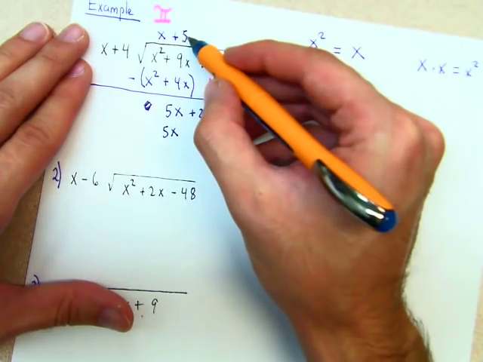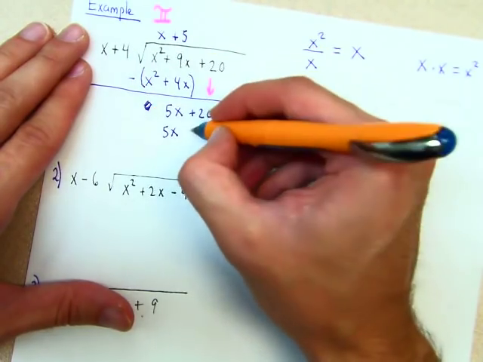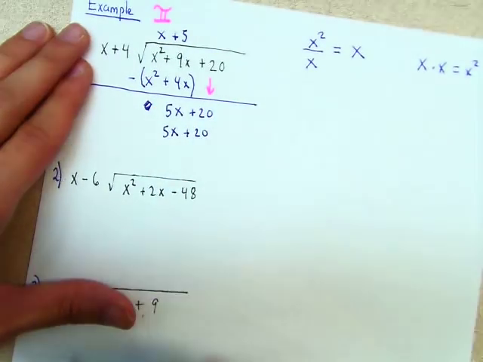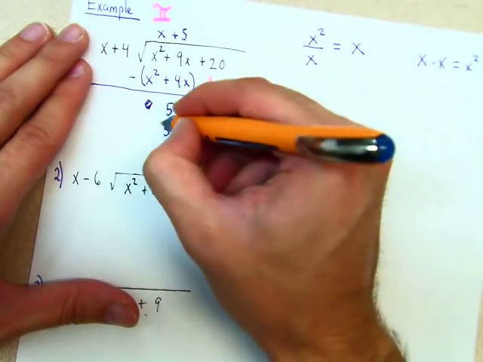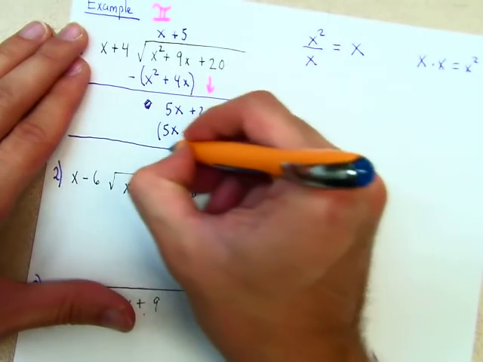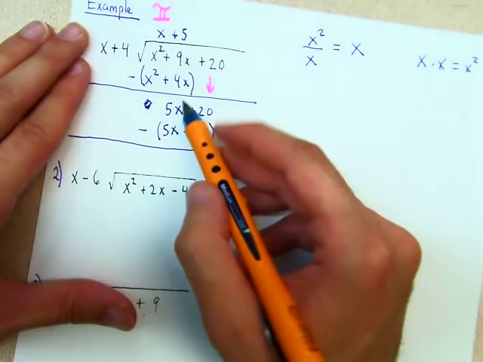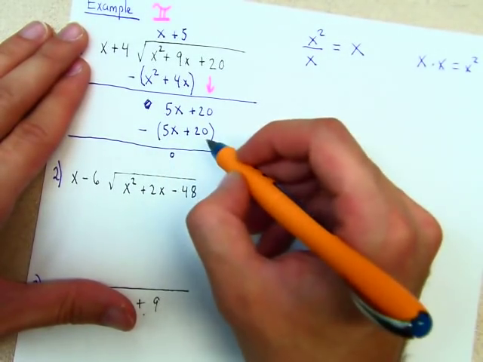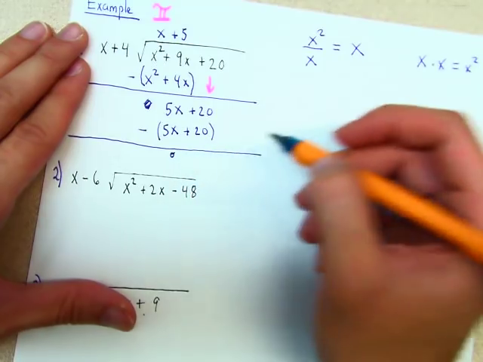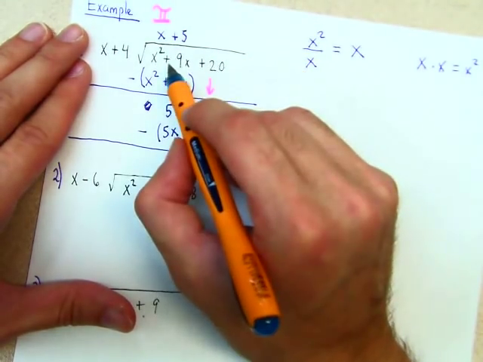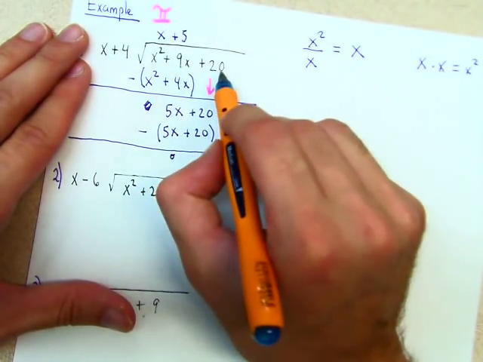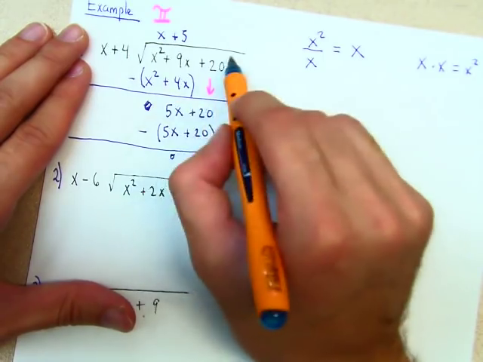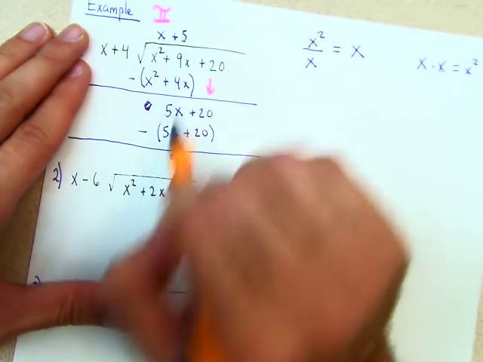And what do we do next? 5 times 4 is plus 20. And the same thing, we're going to subtract. 5x minus 5x is 0, and 20 minus 20 is 0. So we just get 0. And that's it. This x squared plus 9x plus 20 divided by x plus 4 is x plus 5.